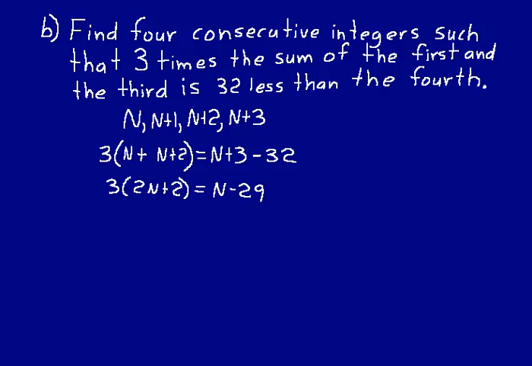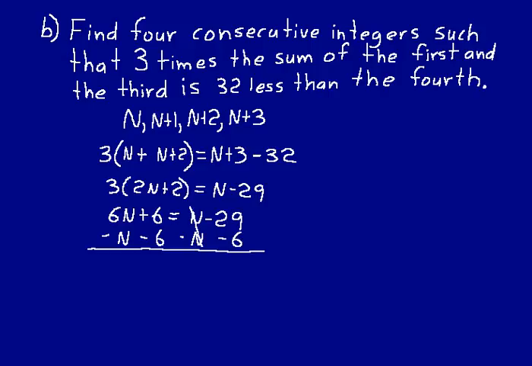Then go ahead and expand on the left. 6n plus 6 is equal to n minus 29. Subtract n from both sides, and while we're at it, let's go ahead and subtract 6 from both sides also. So the n's cancel on the right, the 6's on the left. We end up with 5n is equal to negative 35. So if we divided both sides by 5, we'd end up with n equals negative 7. And so our consecutive integers are negative 7, negative 8, negative 9, and negative 10.